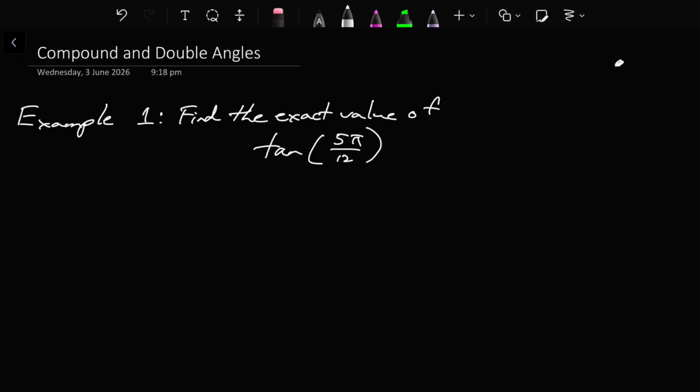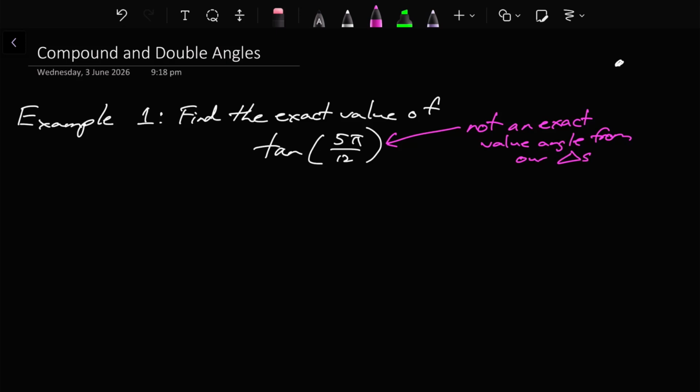Find the exact value of tan of 5 pi on 12. Okay, so the first thing that we should notice is that 5 pi on 12 is not an exact value angle from our triangles. Which means immediately our mind should go, okay, I either need to be using double angle or compound angle.